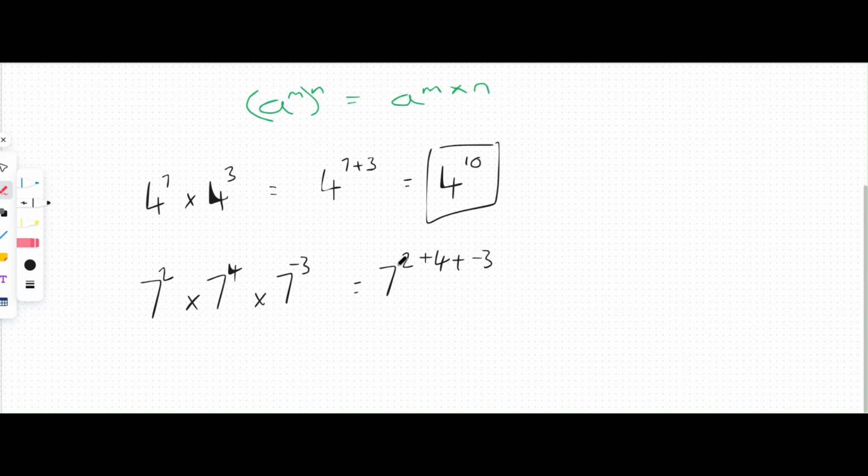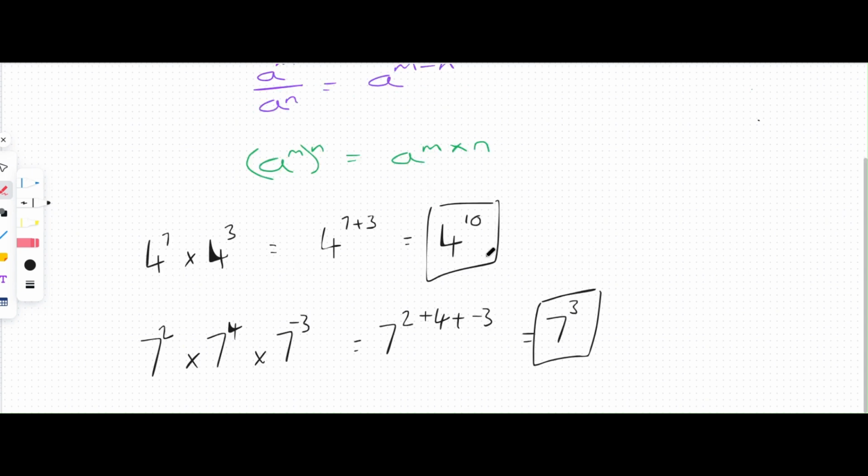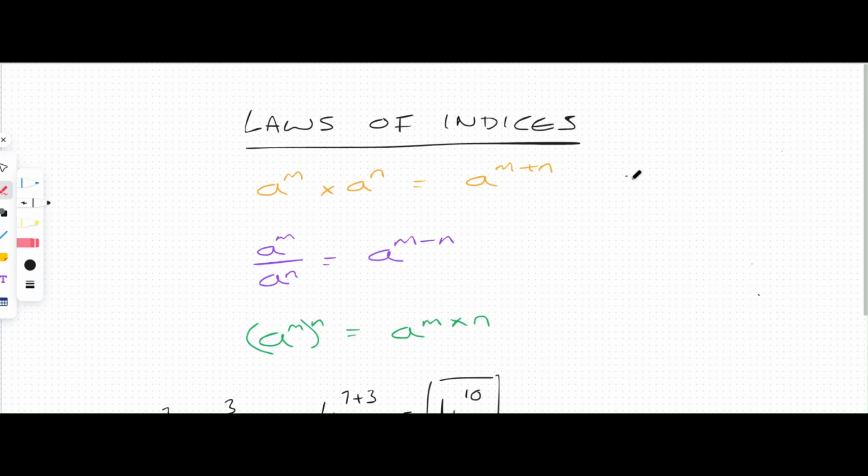It's one way of doing it. We could do 1 over 7 cubed, couldn't we? So 2 plus 4 is 6. Take away 3 is 3. So that's the same as 7 to the power 3. We're just adding up the powers. Don't forget there's a minus 3 there. So, nice little examples using that one there.